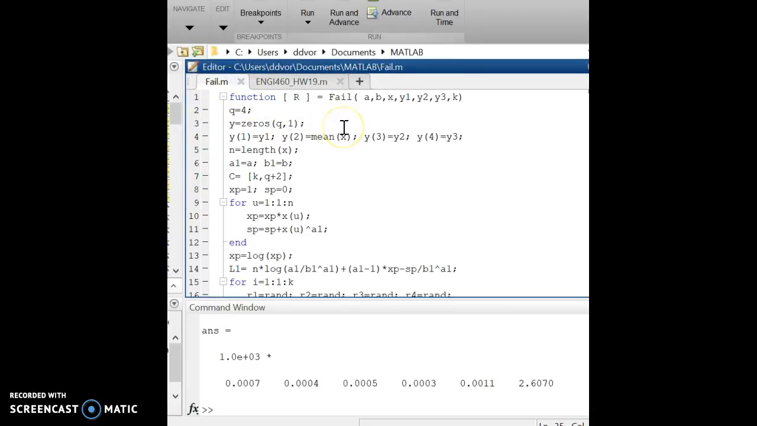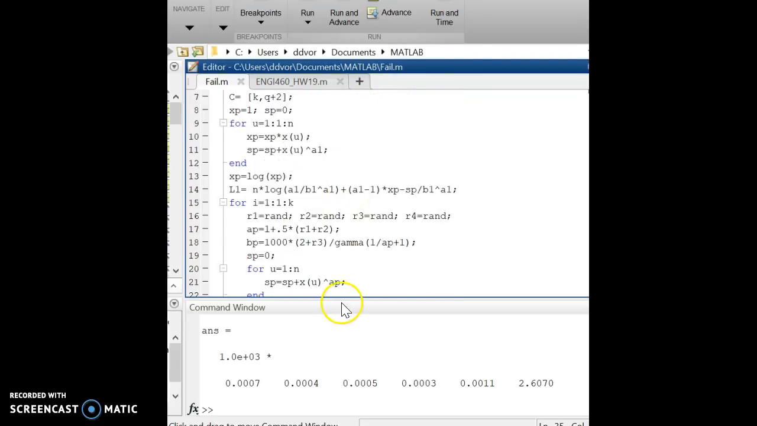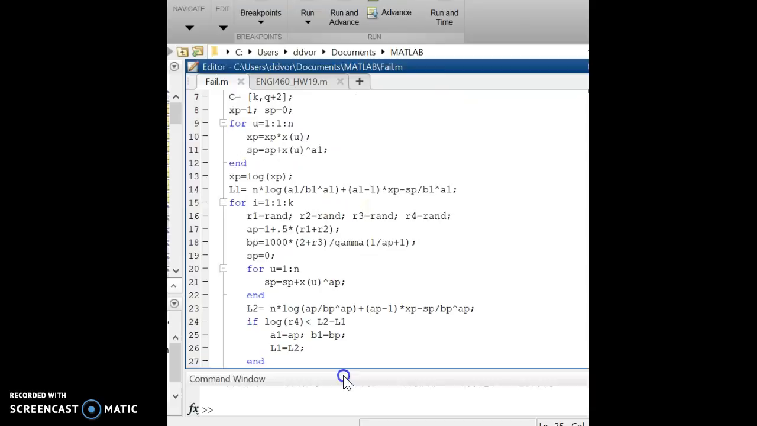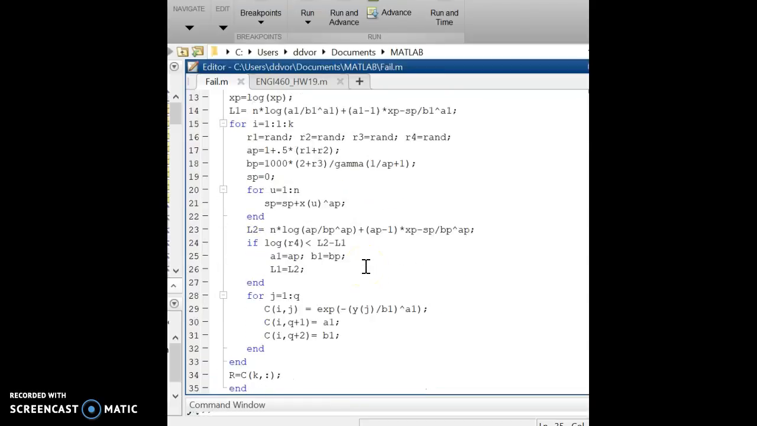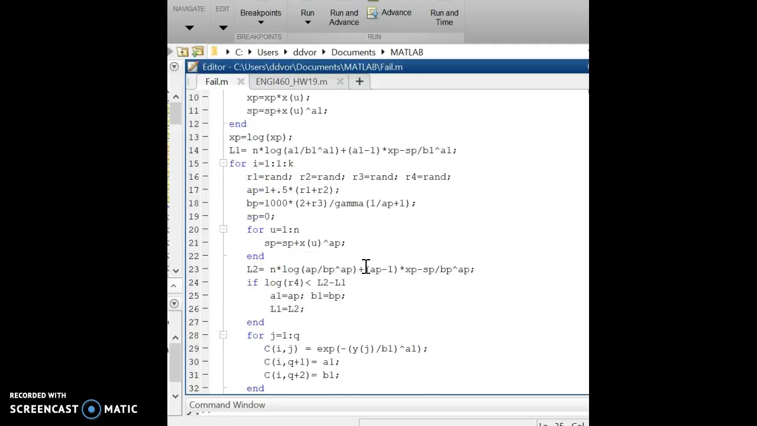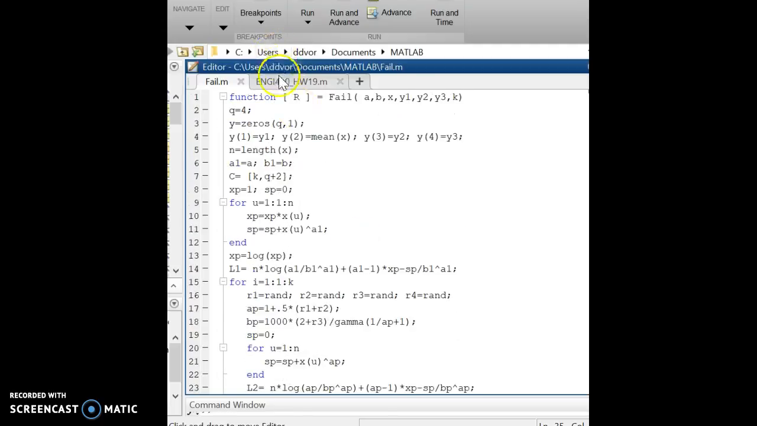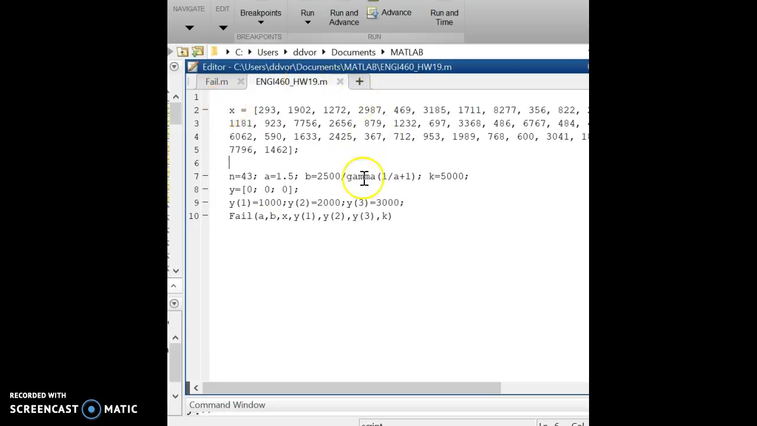This is our function. In the first whole chunk, you can see that the fail function has those same parameters: our alpha, beta, x, the 3 y values, and the number of iterations. We go through here. I'll make this code come down so you can see all of it, and you can pause at any time if you need to look at more of that code. Then in order to run the code, we have this.